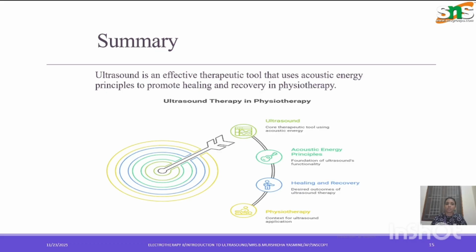To summarize this topic, ultrasound is an effective therapeutic tool that uses the acoustic energy principle to promote healing and recovery in physiotherapy. So ultrasound is a core therapeutic tool using acoustic energy. Acoustic energy principles are the foundation of ultrasound's functionality, and healing and recovery are the desired outcome of ultrasound therapy. And in physiotherapy, ultrasound application is most widely used to treat many conditions.